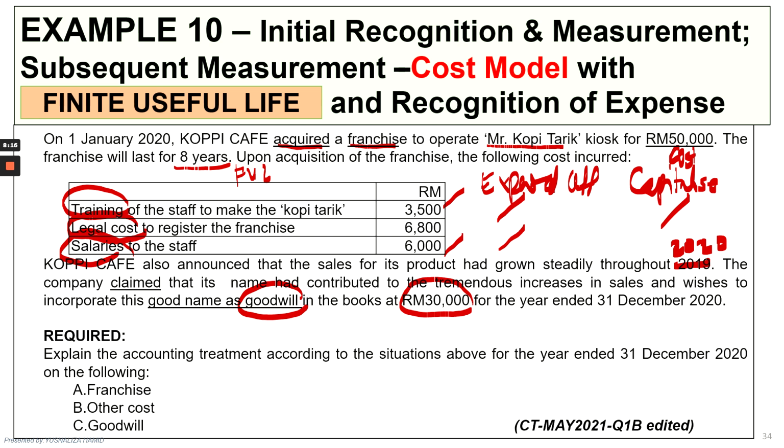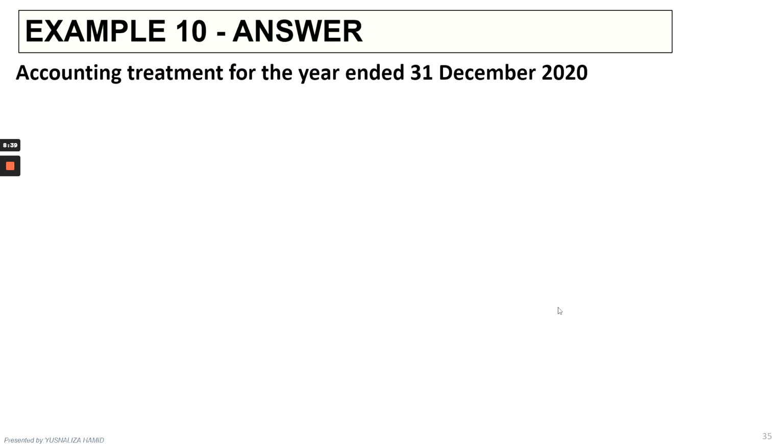Right, so you are asked to explain the accounting treatment. Even if you are asked to explain the accounting treatment, I have also provided some journal entry answer if you would check it later in the slide. So let's look at the accounting treatment and look at the year that you are asked to do so, 31st of December 2020. So this is the year end.